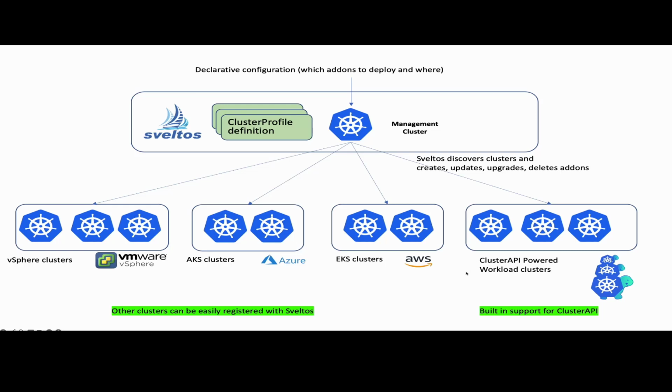Now, those clusters can be Cluster API powered clusters. Sveltos has built-in support for Cluster API, meaning that if you create a Cluster API powered cluster, there is nothing else that you have to do. Sveltos automatically detects this cluster and is able to manage it. But if you have any other type of cluster, you can simply register it with Sveltos, and then Sveltos can manage it from that point on. In the demo that I have prepared, I create a GKE cluster, and we'll have Sveltos manage this GKE cluster. The only thing that Sveltos requires is network connectivity between the management cluster and those managed clusters.